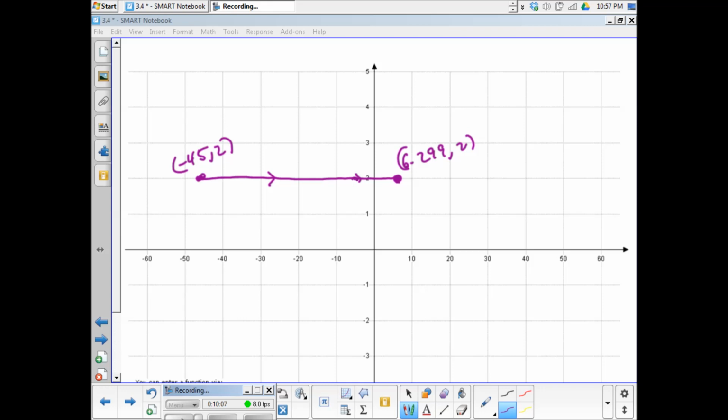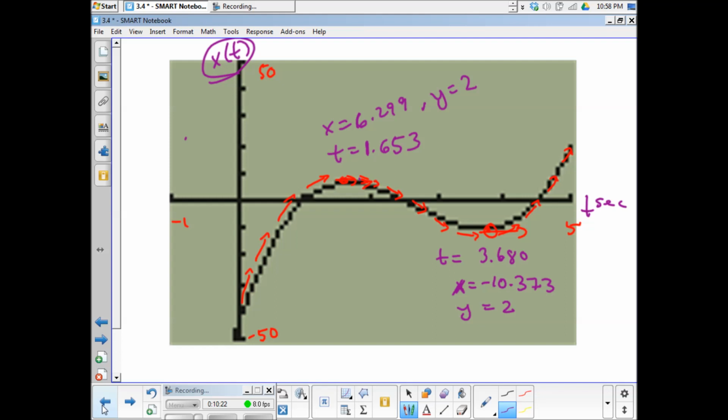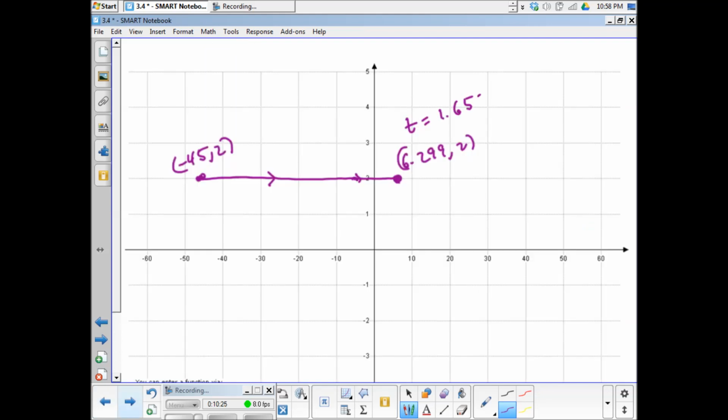Okay, we know that at this time the object turned around and headed back. We know that because this is where we had a tangent line at time 1.653. That's when things turned around. Now it's headed backwards, and it goes to negative 10.373, comma 2. And this happened at time t equals, I think it was 3.680 seconds.